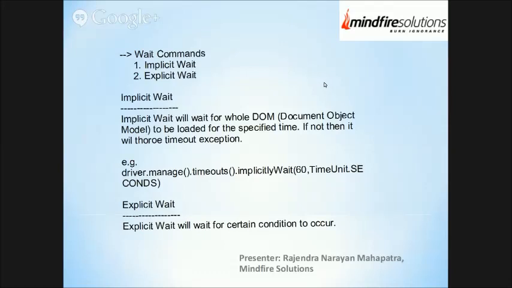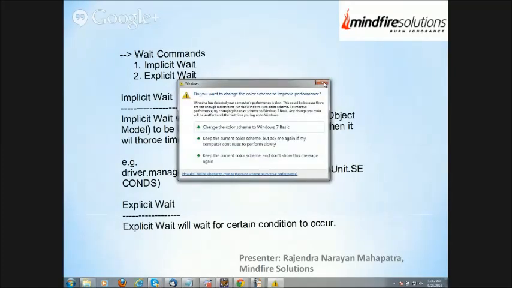See, it's all about your necessity. Wherever you want to use, you can use. Suppose I am navigating to one application, I should go for implicit wait. Why should I go for explicit wait? But if I am clicking on any button and waiting for one element to come, then I will go for explicit wait. Why should I wait for the whole document object model to be loaded, right?